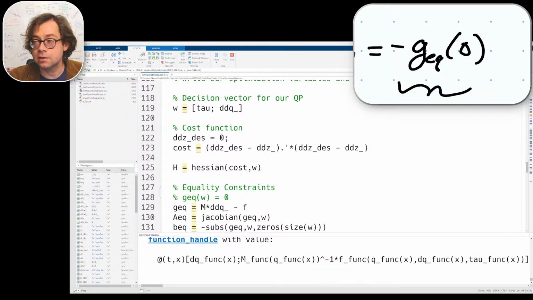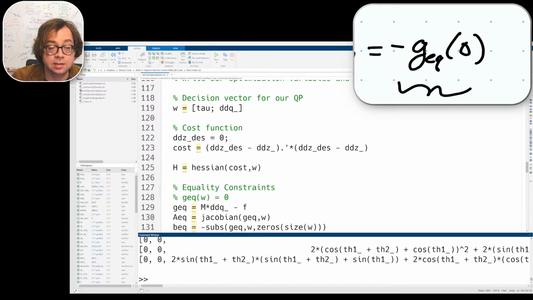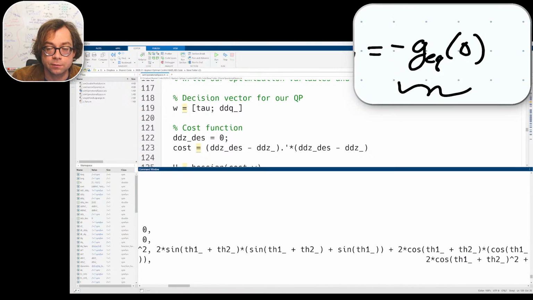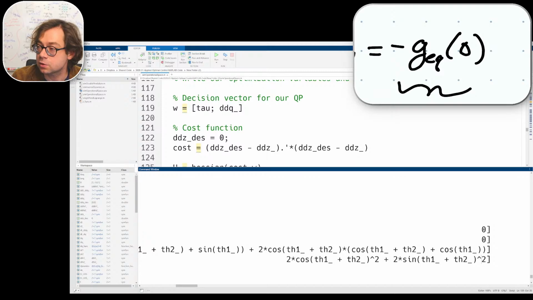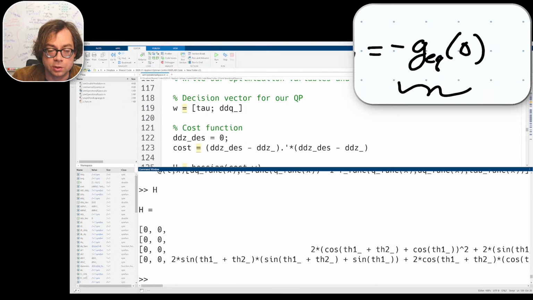Okay. And for everything else, we just need to know what's the gradient. Yes. Let's take a look at H. It should be constant with respect to the decision vector. And sure enough, it is. Here's H. It's going to be a square matrix, 4 by 4. I see thetas, and that's good. I don't see any accelerations or torques, which are decision variables. That's good. We got H. Okay. Nifty, neato, cool.